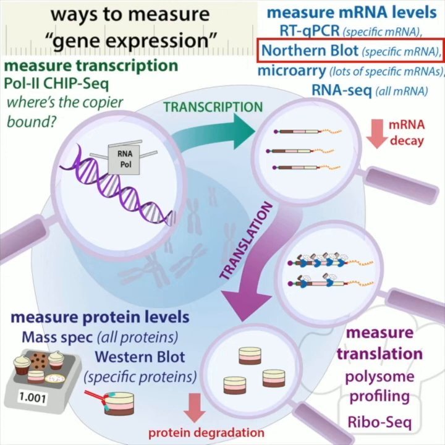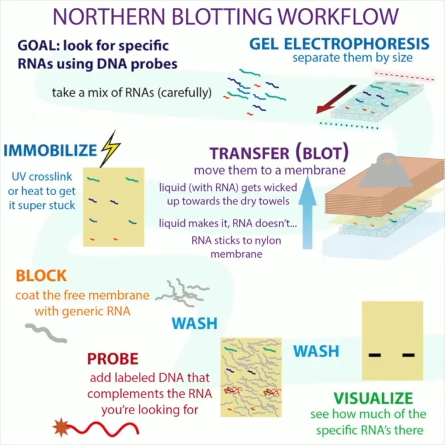qPCR replaced in a lot of ways this technique called Northern blot, although Northern blot still does have specific uses, like if you want to look at modifications. With the Northern blot, what you're doing is separating the RNAs, and then using oligonucleotide probes to check for the presence of specific RNA. So it's a lot more cumbersome than a qPCR and low throughput.